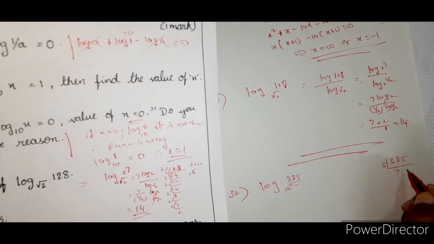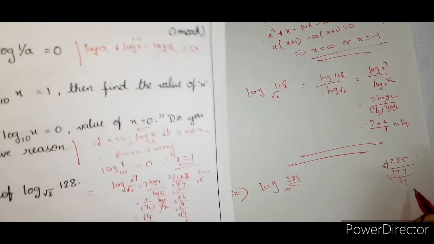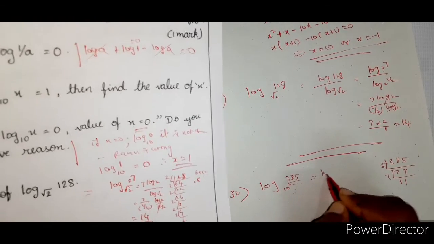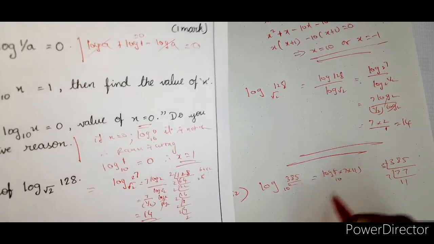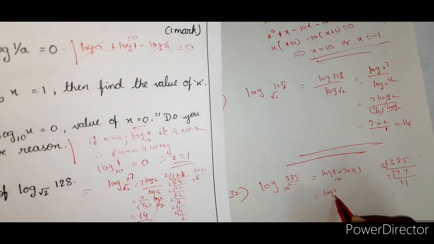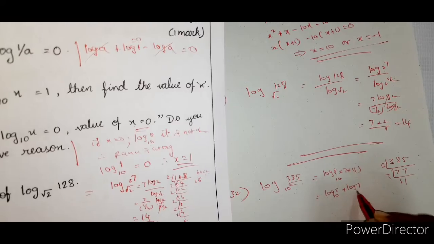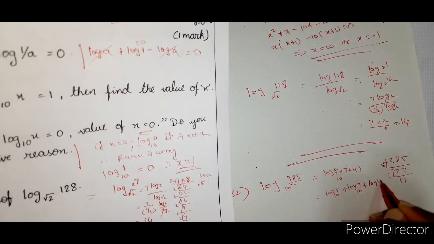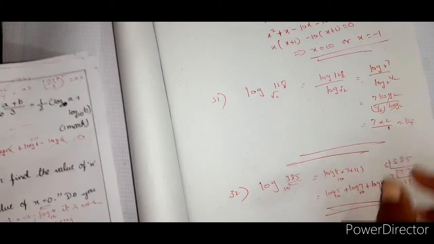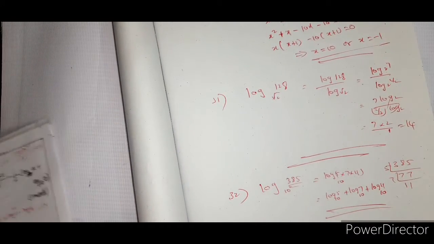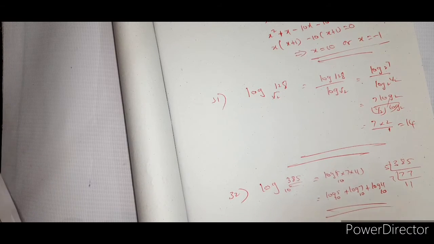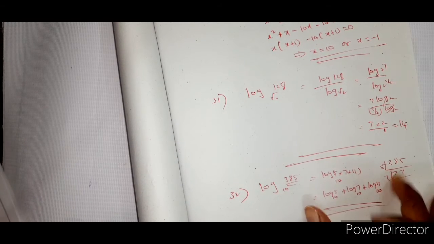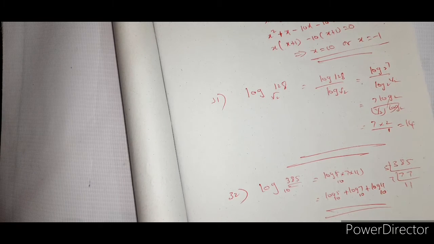5 7s are 35, 7 11s are 77. So the expansion is log of 5 into 7 into 11 base 10, so log 5 base 10 plus log 7 base 10 plus log 11 base 10. Very easy problem. Whenever such things are given, first find the prime factors so that further expansion is not possible. That should be the final expansion. Right? So note it down.